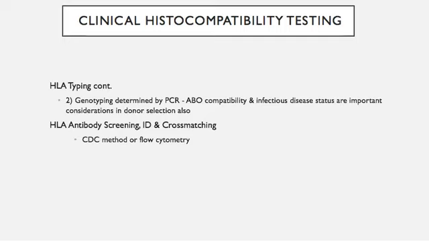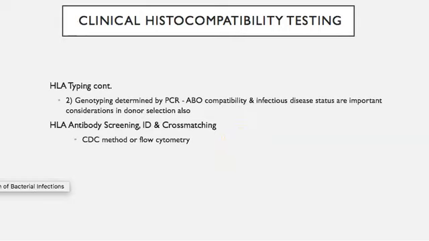Okay, genotyping is determined by PCR testing. So you've got ABO compatibility and infectious disease status that are also important considerations in donor selection. And then HLA antibody screening, identification, and cross-matching. Again, we're using either CDC method or flow cytometry.